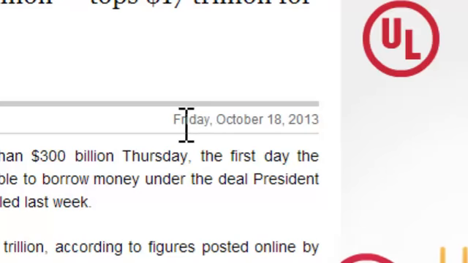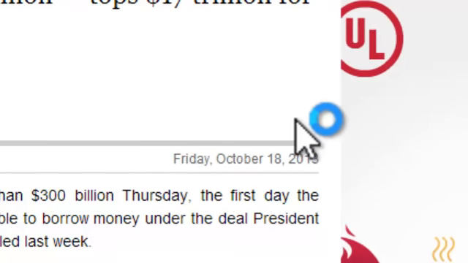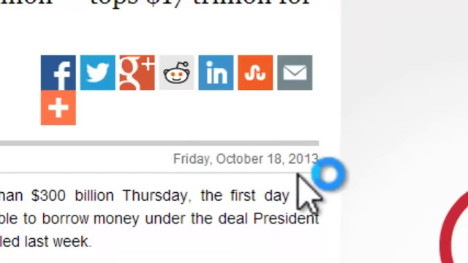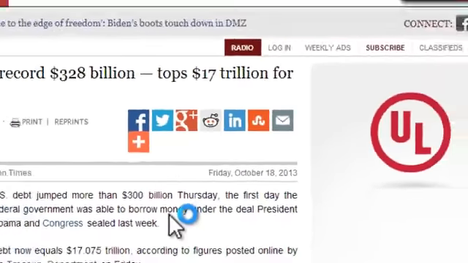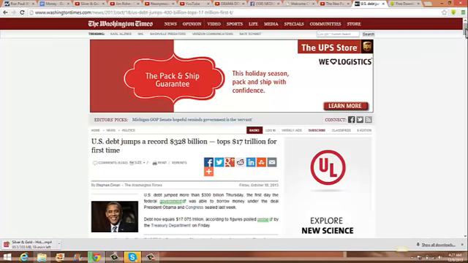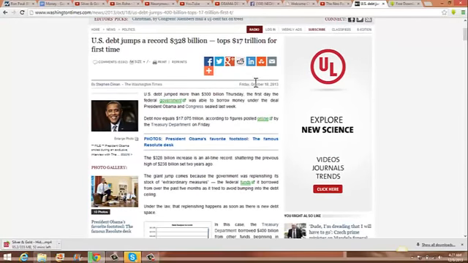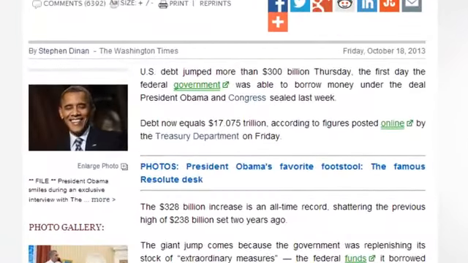On Friday, October 18th, 2013, so that's not too long ago, the U.S. debt topped $17 trillion. What is this? This isn't supposed to be happening. Okay, that was an advertisement. But anyway, Friday, October 18th, 2013: U.S. debt jumps a record 328 billion, top 17 trillion for the first time.